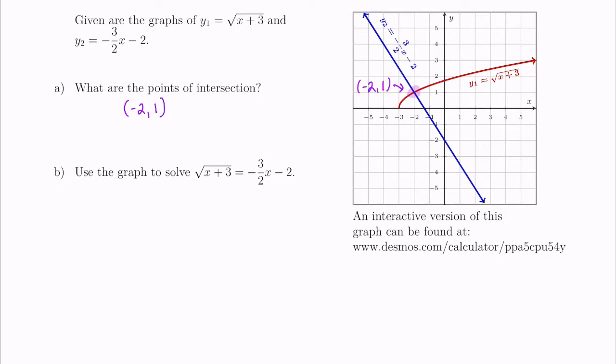Now in part B, to use the graph to solve the equation, the square root of x plus 3 equals negative 3 halves x minus 2, we need to recognize the solution will be happening at that point of intersection. But because the equation only has x values in it, and there are no y values in the equation, the y coordinates do not play a role as to what the solution is. So the solution will be based only on the x coordinate of that point of intersection. And so the solution set for that equation is the solution set negative 2.